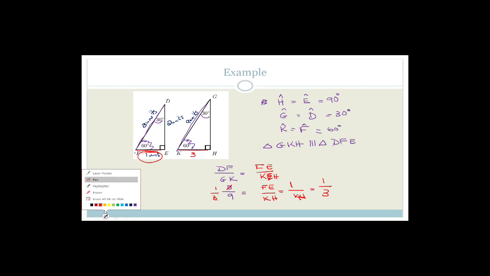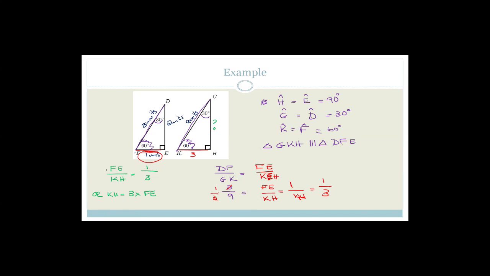Let's say we're trying to work out what GH is, okay? So let's say we've done it out. We know that FE over KH is equal to 1/3. We know that because we've just worked it out, okay? The ratio of FE to KH is 1/3, right? Or you could write it another way, KH is 3 times as long as FE, okay? Now I want GH.